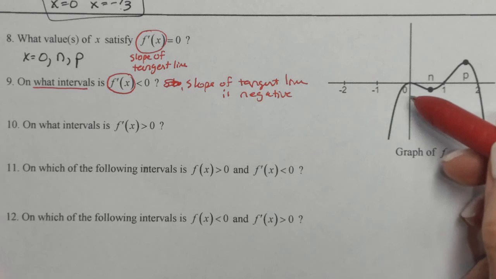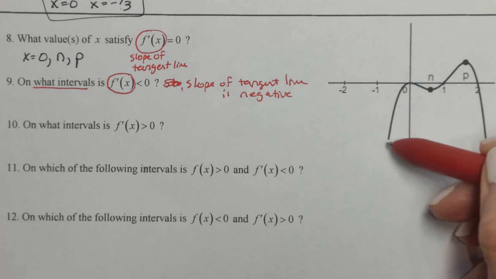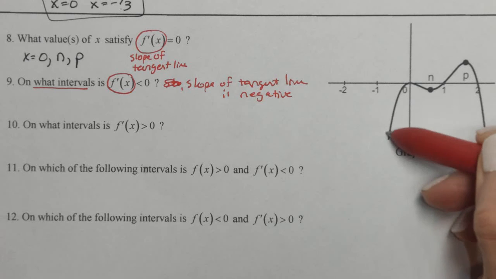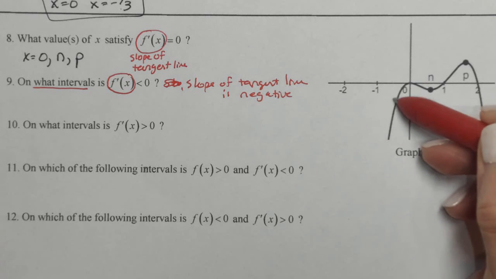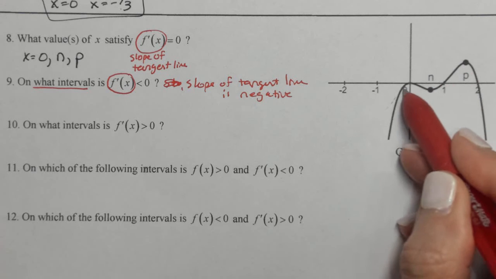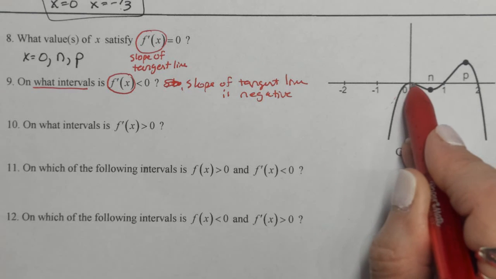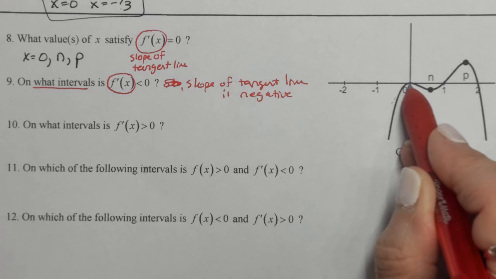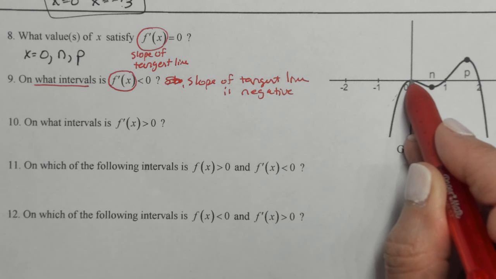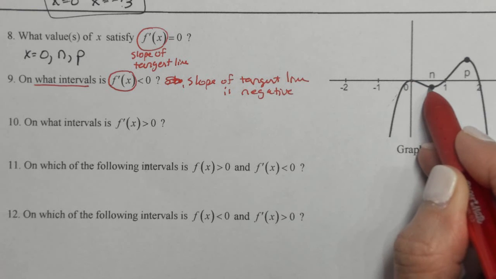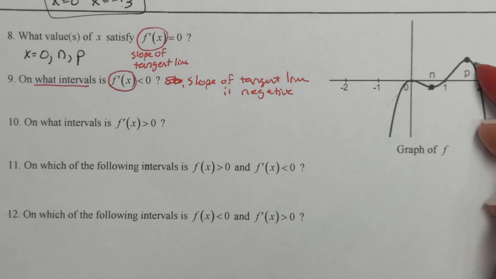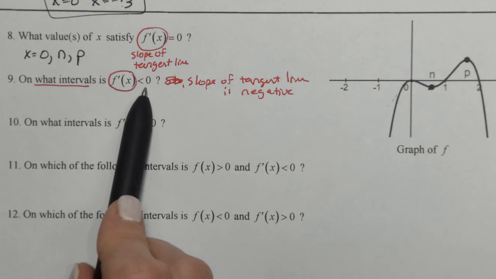Well, if I envision tangent lines, I'm going to start when x is as far left as I can get it. The tangent line here has a positive slope, positive slope, positive slope. Here the slope is 0, and then on this little segment right here, the slope of the tangent line is negative. So the slope will be negative from x equals 0 to x equals n. Then the slope becomes positive again, and then negative after p.